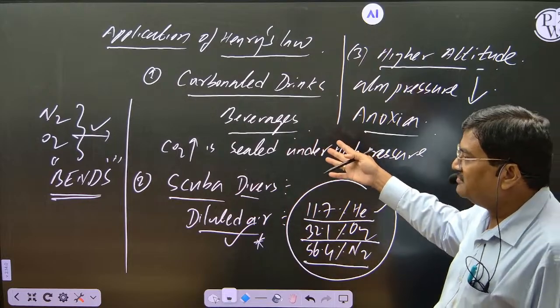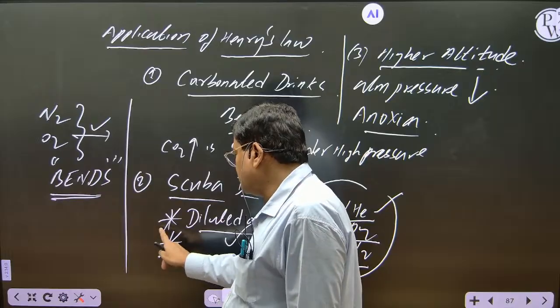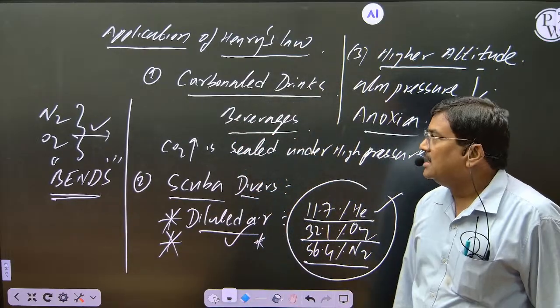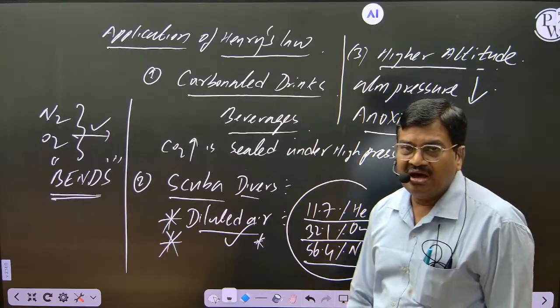From the exam point of view, the most important one is diluted air, you put a star mark. They can ask the percentage, and these are the applications of Henry's law. Copied all of you? Clear for all? Simple, no?